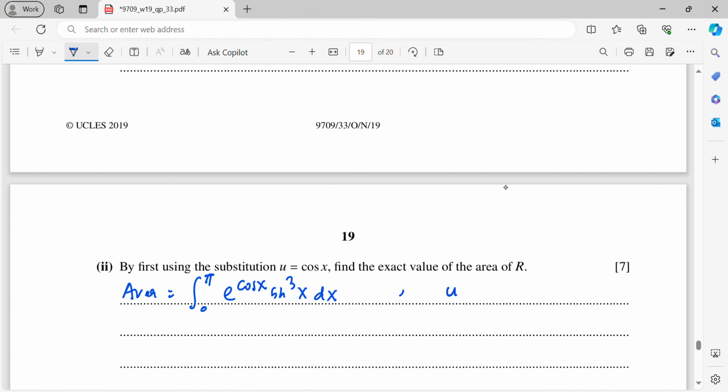And then it's given u equals cos x. So therefore, du over dx, differentiate cos, will be negative sine x. That means now here, I notice that instead of the sine cubed x dx, I can just combine. Alright, so give me 1 minute.